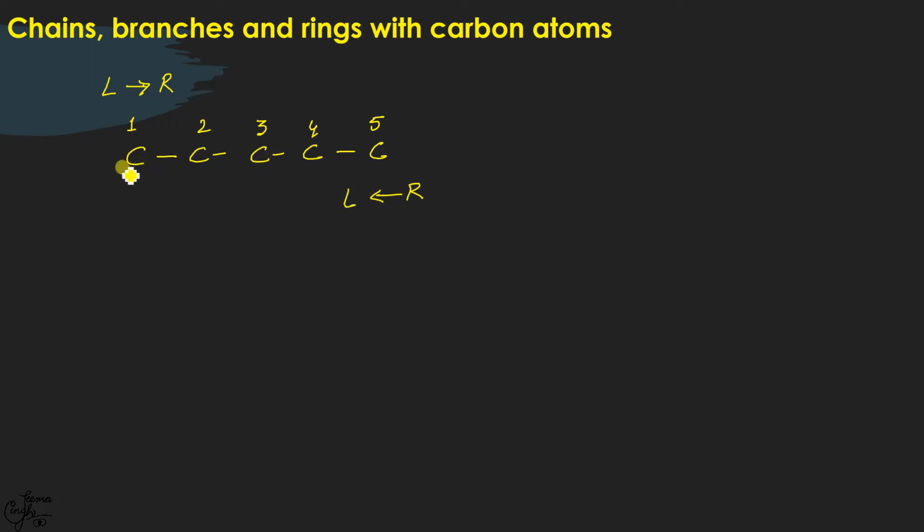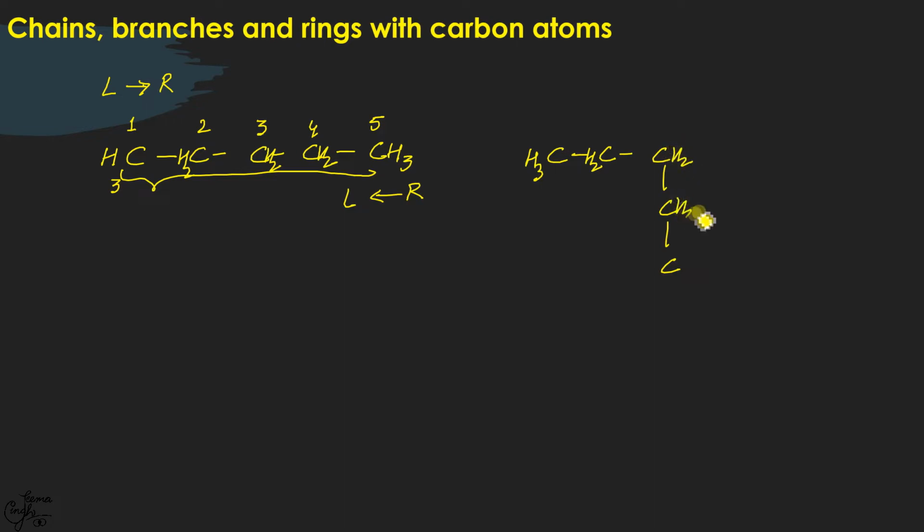Fine. Now the same compound, let's say like this. And I'm going to satisfy its valency also. CH3, CH2, CH2, carbon has a valency of 4. So I've satisfied all of them. What if I write something like this? Again CH3, CH2, CH2, CH2 and CH3. Are A and B the same compound or different compounds?